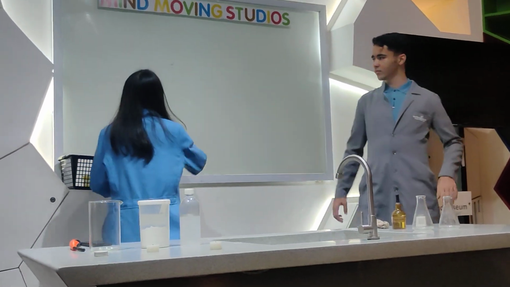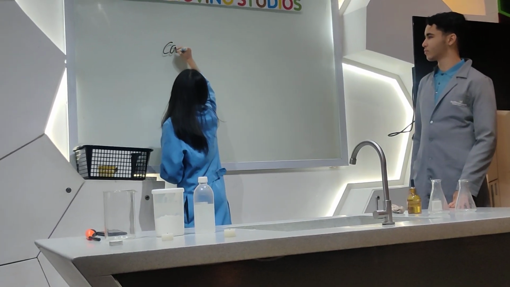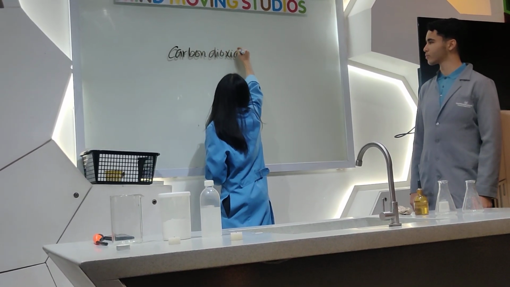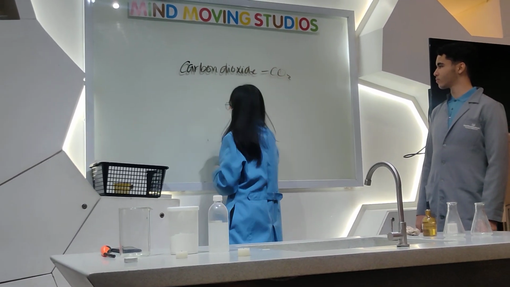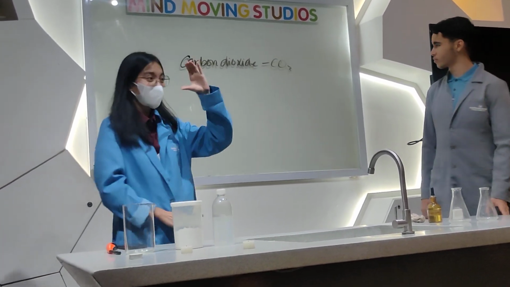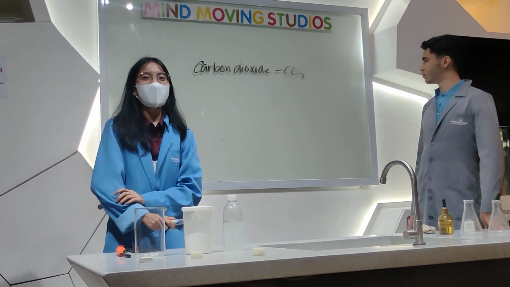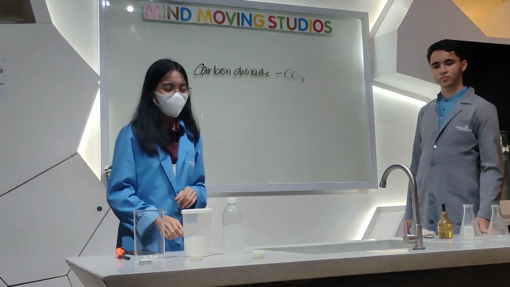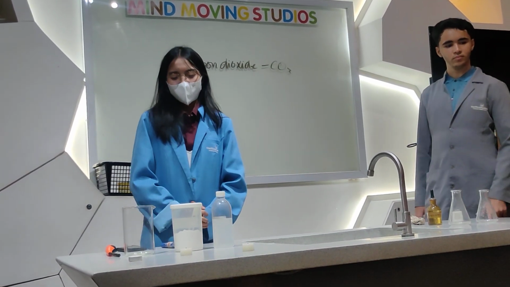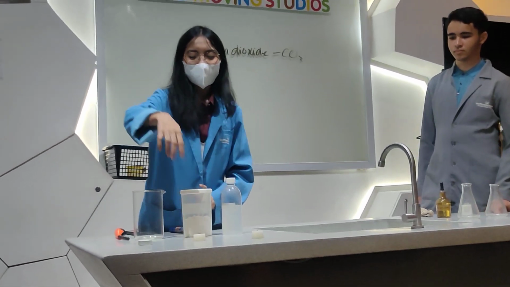So now we will learn a bit about carbon dioxide, of course, CO2. Carbon dioxide contains one carbon atom, the C, and two oxygen atoms, which is CO2. For our first experiment about carbon dioxide, I have 3 candles here.